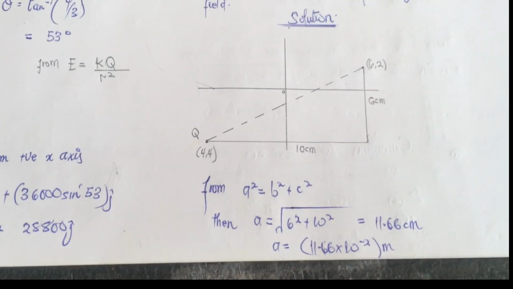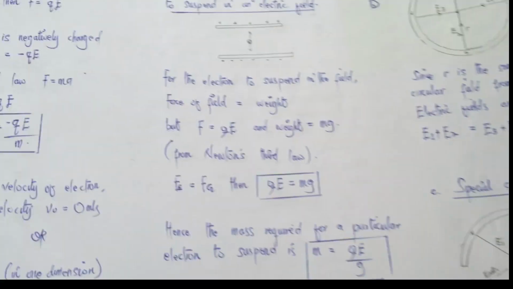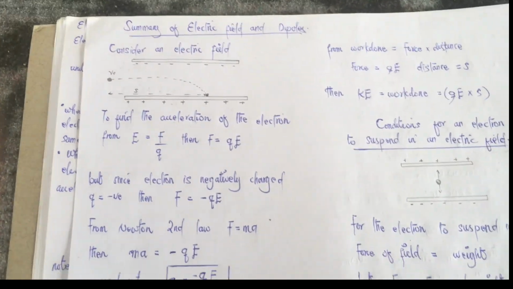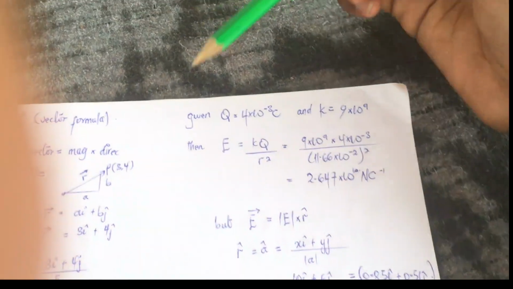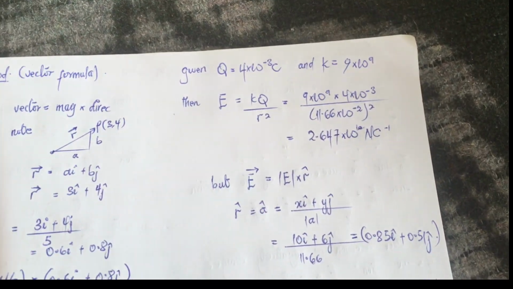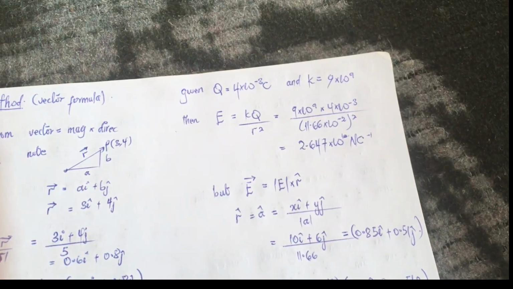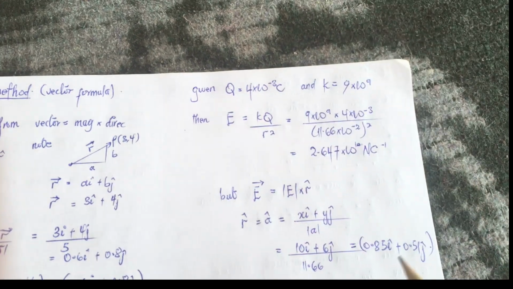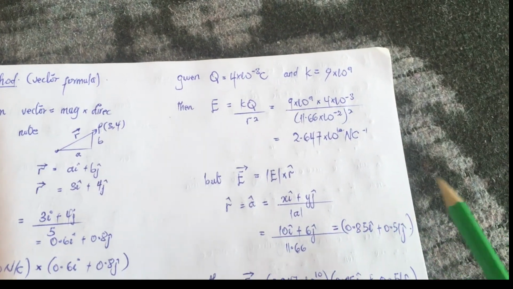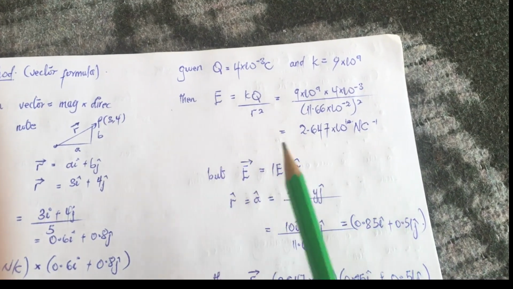So now let's move to the real solution of it. From here you are given the charge, 4 millicoulombs, and the milli stands for 10 raised to the power -3 coulombs. And our k, we all know our k. So when you are finding the electric field, after finding your magnitude, this is what you are going to get for the magnitude of the electric field.